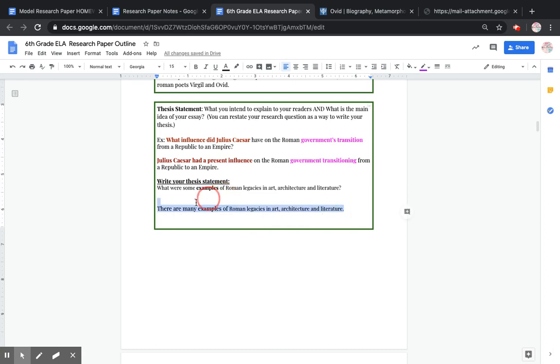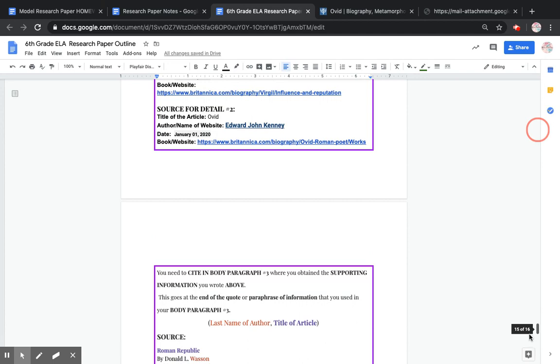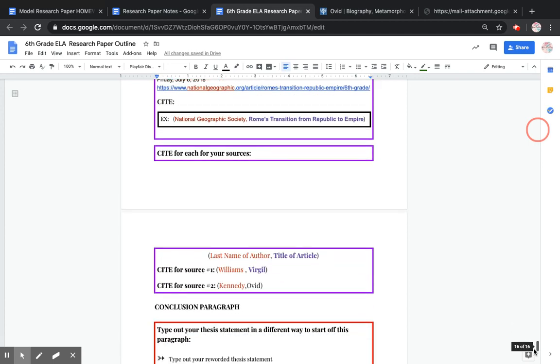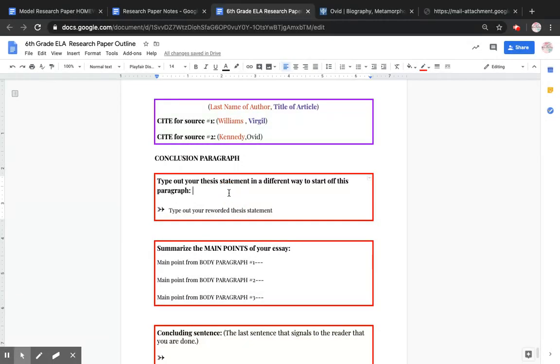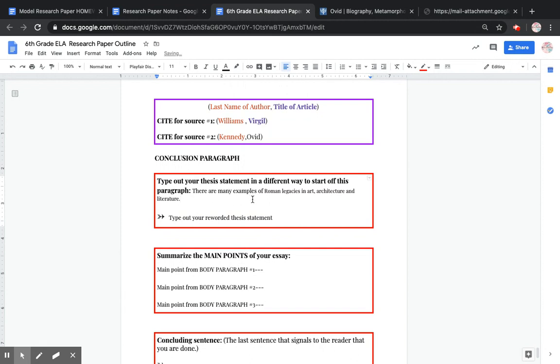So I'm going to actually copy my thesis statement, copy this. I'm going to bring it on down to my conclusion, and I'm going to put it right here. That way I can just look at it, think about it, and type it all at the same time. That makes it easier for me, and it might make it easier for you. So my thesis statement was, there are many examples of Roman legacies in art, architecture, and literature. So I'm going to reword it, so I would type it out in a different way.